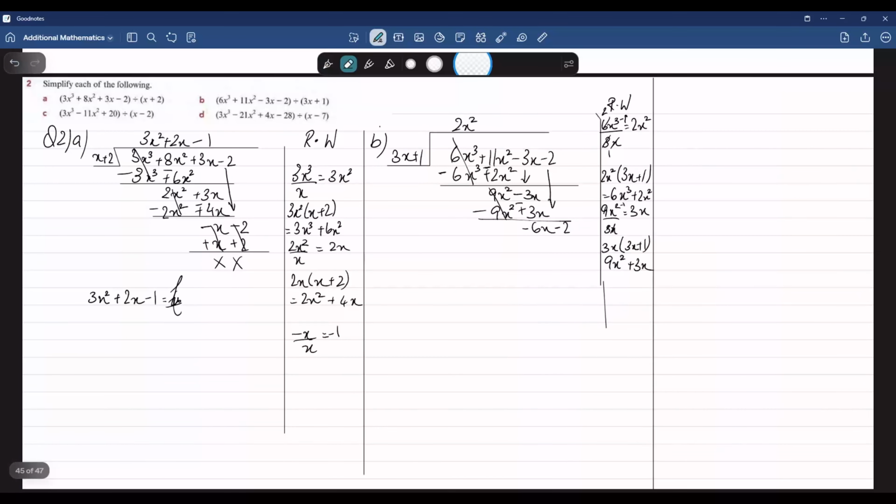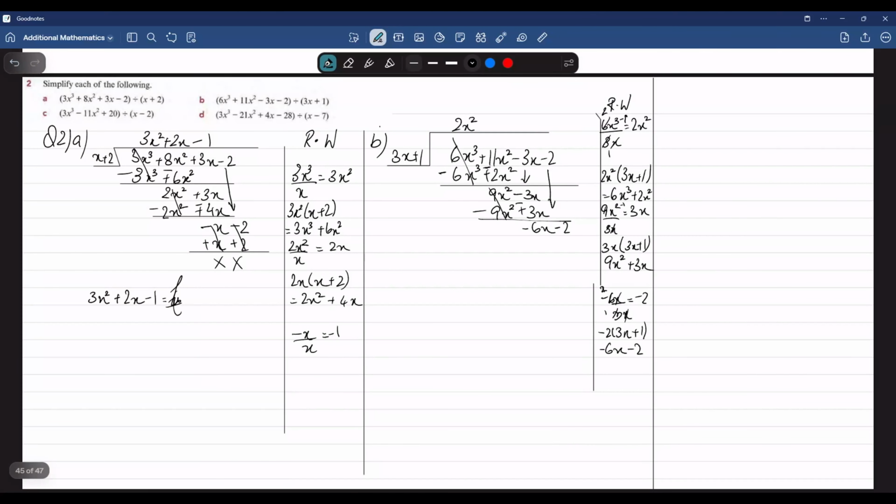Negative 6x divided by 3x is going to give us negative 2, since the x cancels down. Negative 2 multiplied by 3x plus 1 is going to give us negative 6x minus 2.